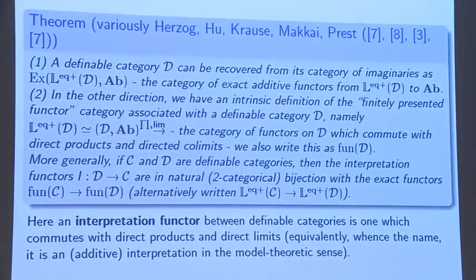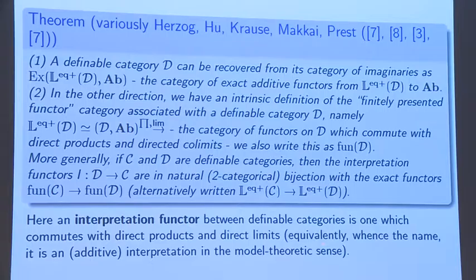And this again was not obvious, but maybe in the general context it's more clear. These are just the interpretation functors in the model-theoretic sense. So more generally, if you have two definable categories, C and D, then the model-theoretic interpretation functors from one to the other are just the functors which commute with direct products and directed colimits. And they are in natural two-categorical bijection with the exact functors from their corresponding imaginary syntactic categories, or if you want, if they're functor categories.